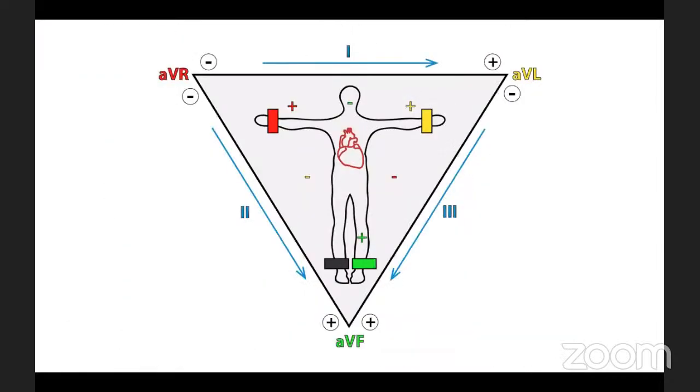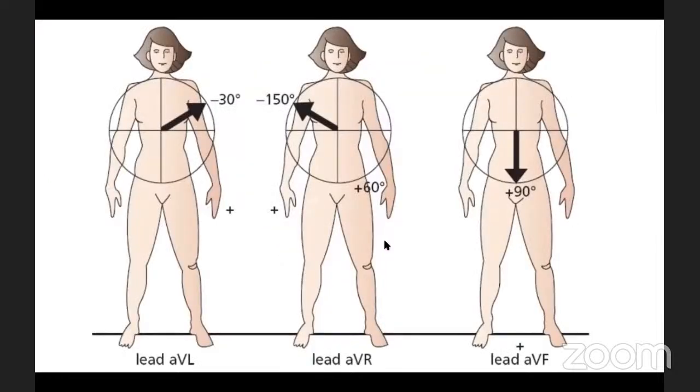Can we move to the slide after this one? We're done with this one. Okay, this slide. Just like before, we had angles, so this time we'll have angles. Let's start with AVF because we already said this and we talked about it. Positive 90, very easy to remember.